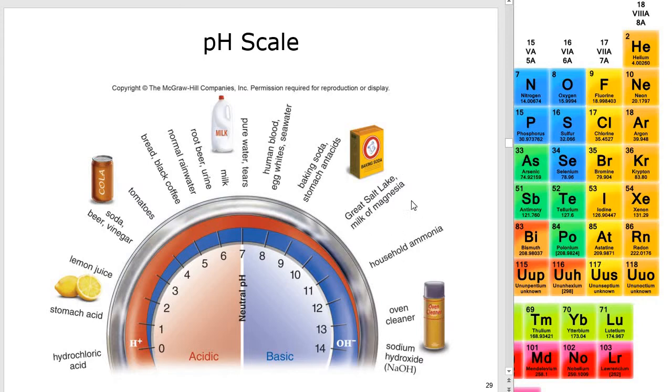So if you take something on the basic side and add it to something on the acidic side, it's going to neutralize depending on what it is. Now if you take sodium hydroxide and add it to milk, milk is not acidic enough to neutralize sodium hydroxide unless you add a whole bunch, so it's still going to be slightly basic. On the other hand, if you take sodium hydroxide and mix it with hydrochloric acid, they're both about the same strength, one basic, one acidic, so you're going to end up with a neutral pH.